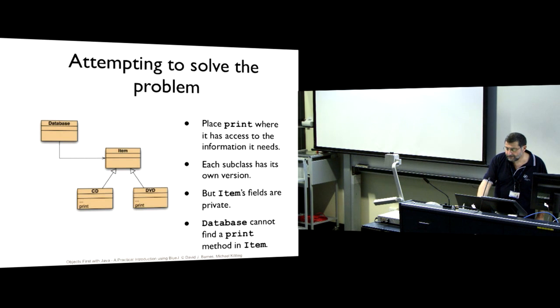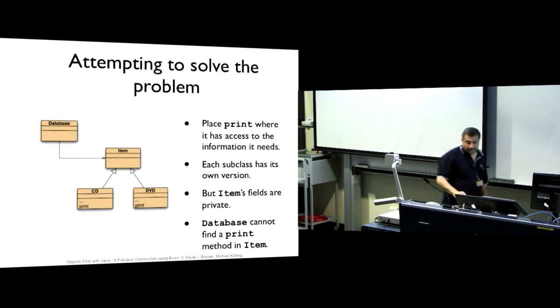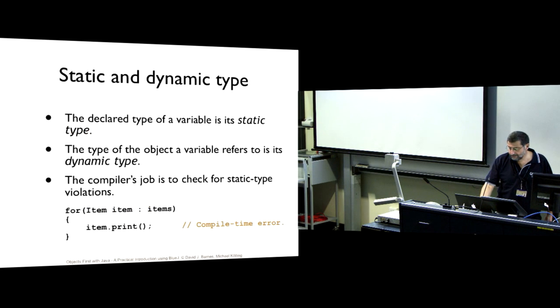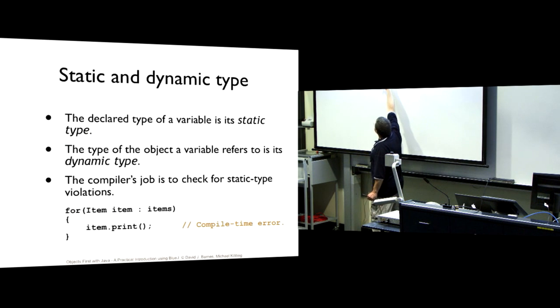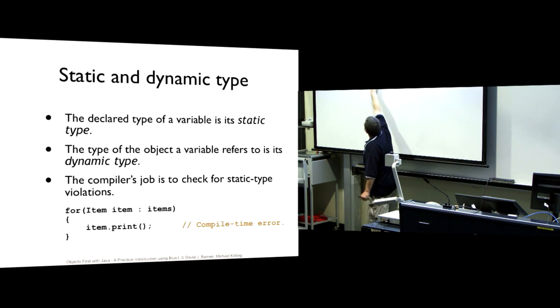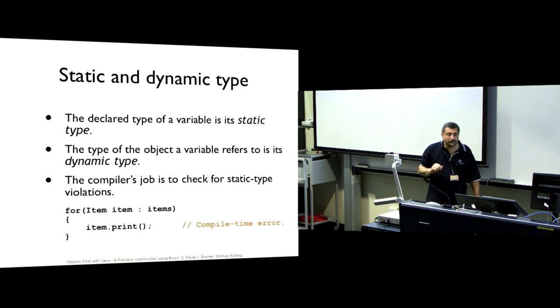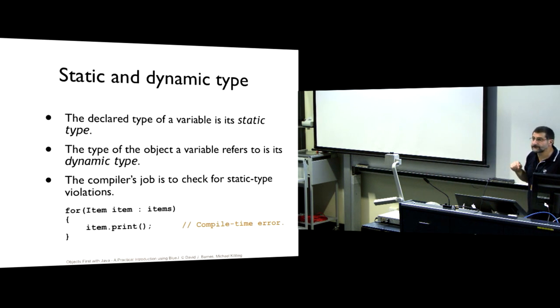Yeah, okay, so this example here. In this one, let's suppose that we do not have a print in item, but we've declared print in CD and DVD. Now let's say we want to print out all of the objects in our DVD or CD database. If we do that, what's wrong? It tells you the compile time error, but why would you get a compile time error?